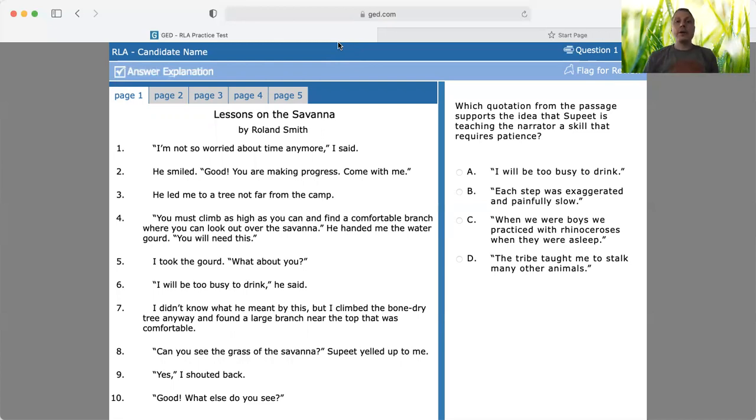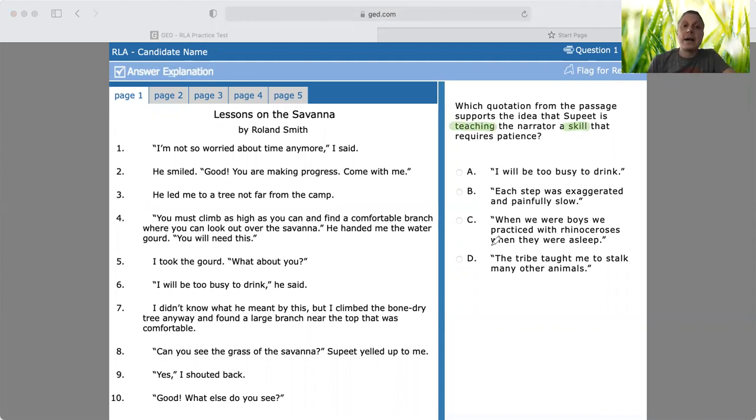So let's take a look at the questions now. Question number 1 says, which quotation from the passage supports the idea that Supit is teaching the narrator a skill that requires patience? And here, as we've said before, you always have to take a look at the exact question. What exactly are we looking for here? A skill, right? So he is teaching the narrator a skill that requires patience. So what can we do?